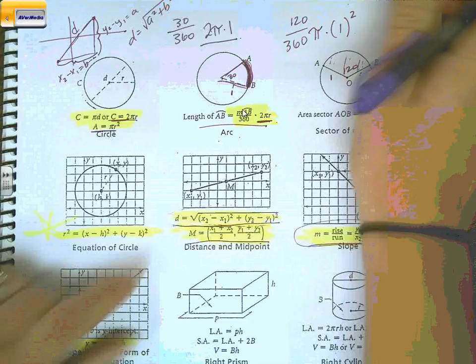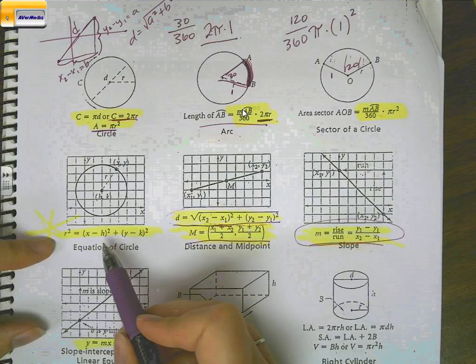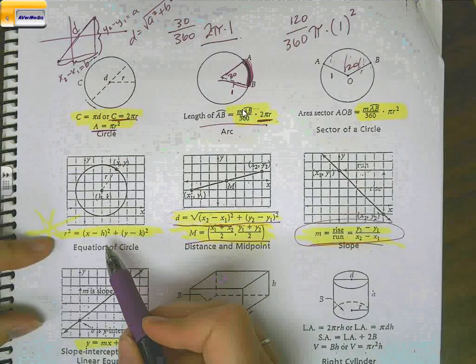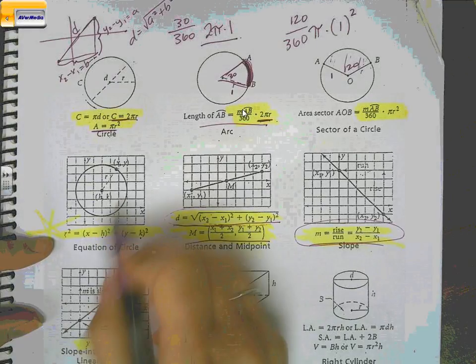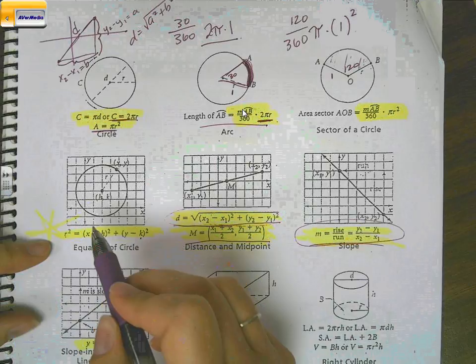You saw this formula on the ACT practice test that you took twice, right? It is the equation of a circle. The center is at (h, k) and the radius is r. I all but would guarantee that will be on your next ACT. It's always on there.